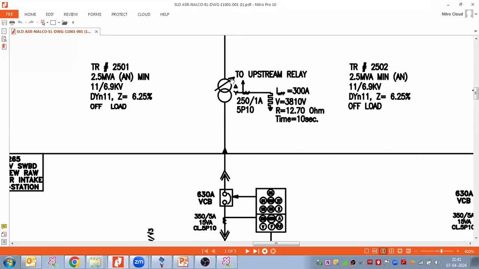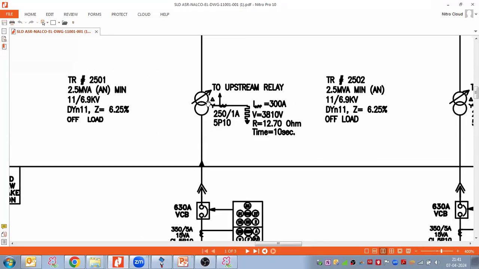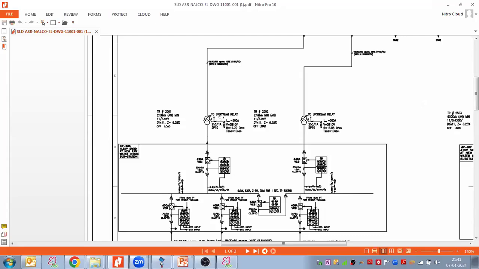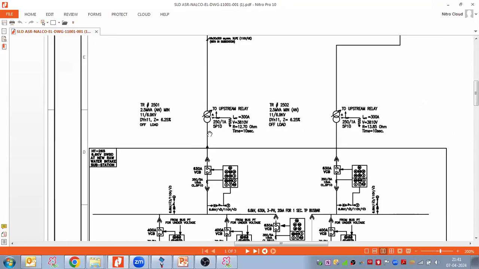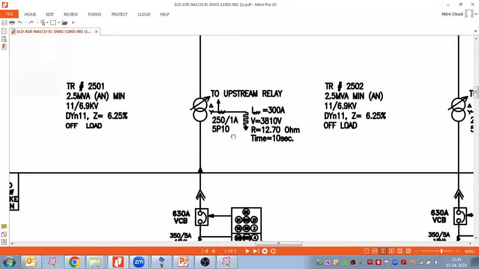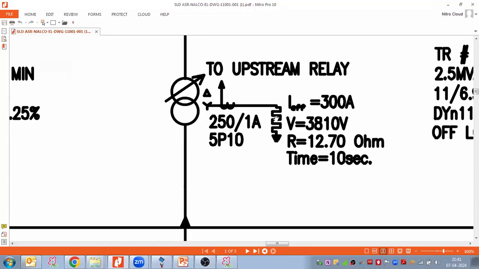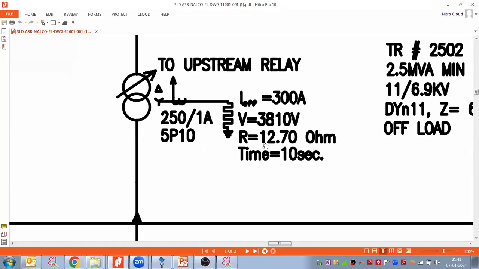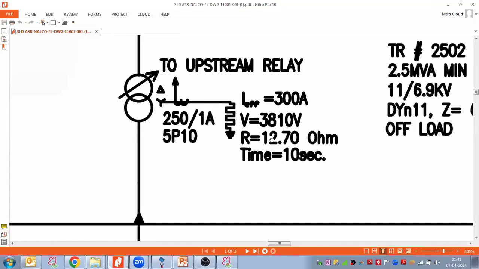On this transformer, this arrow is wrong. This arrow should not be here because this is a small transformer, so OLTC is not required. Do not consider this arrow, right? Now this delta star transformer here we are using, like Dyn11. If you see on the star side, we have done NGR grounding, a 12.7 ohm NGR.